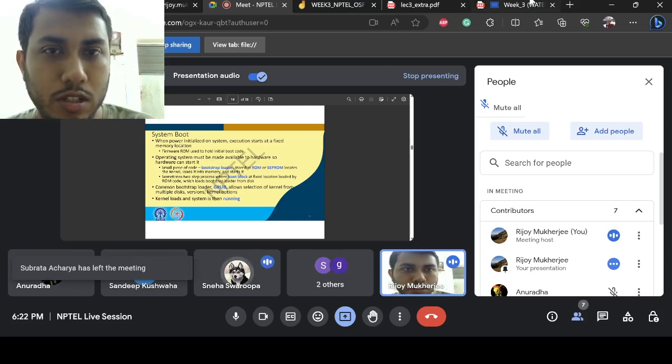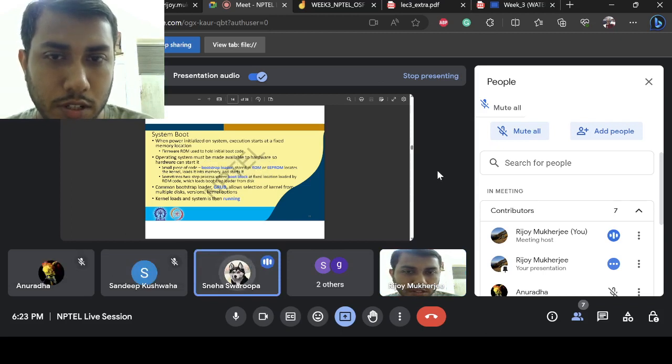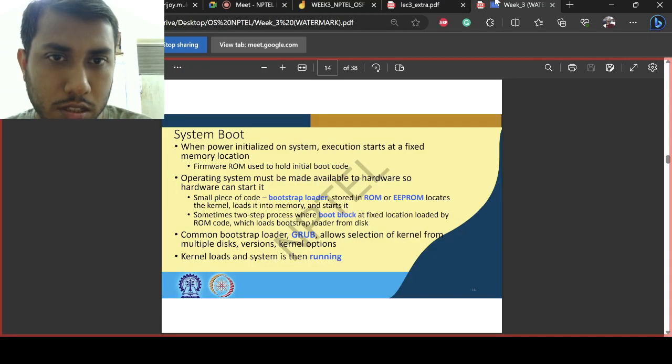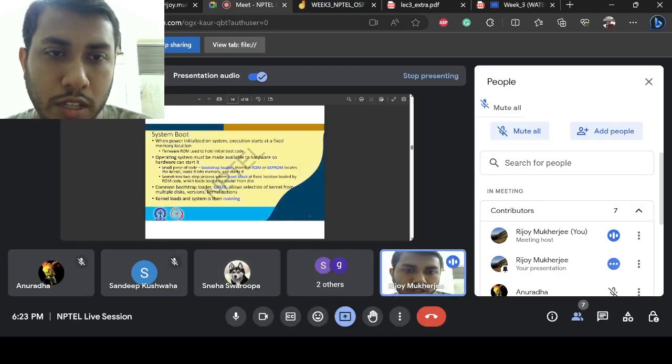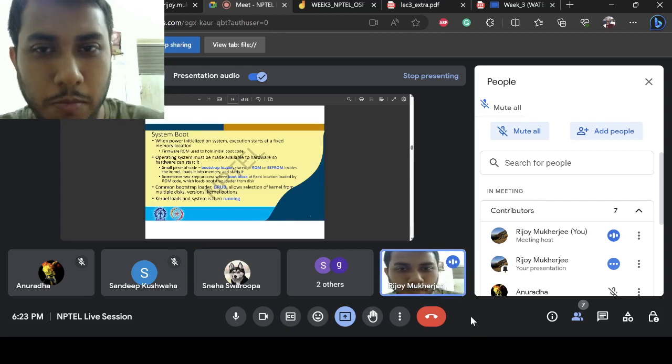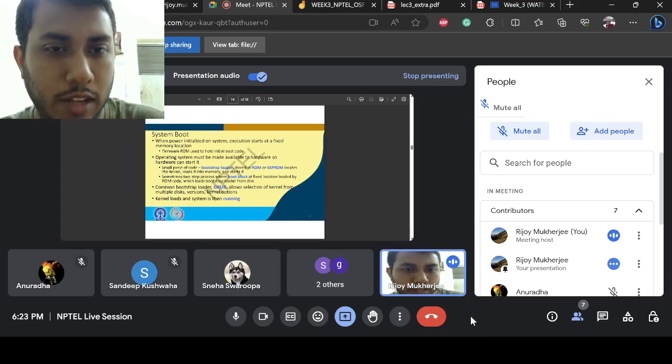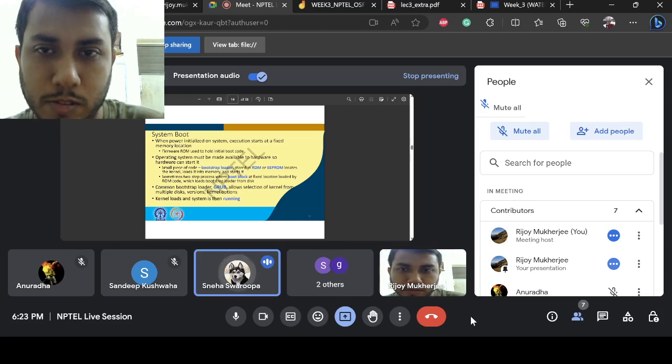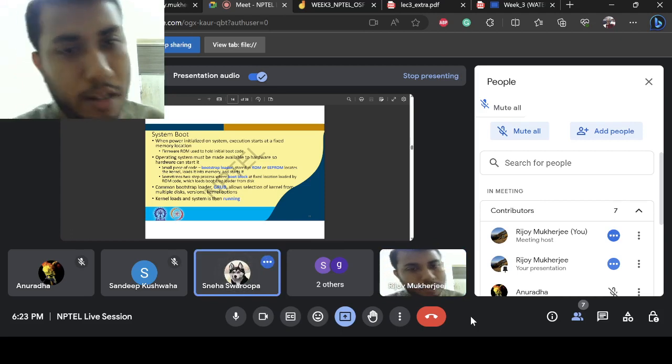Yes, I have a doubt regarding this bootstrap loader, which is present in the EEPROM of the CPU. When the power is on, this bootstrap loader loads the init program that is present somewhere, maybe in the hard disk. No, it is stored in the ROM, that is the hard disk, and those programs are taken from there. Okay, so the init program is initially external to the CPU, and the bootstrap loader is in the EEPROM.